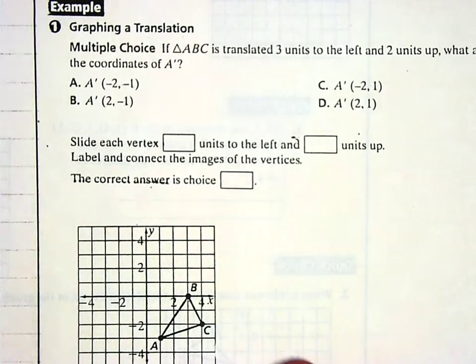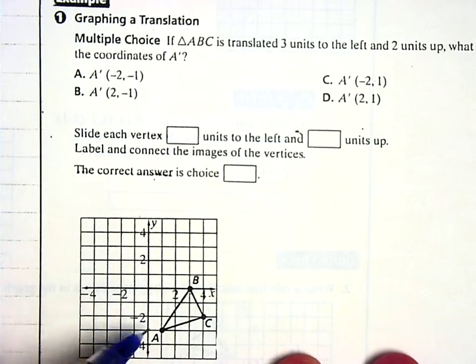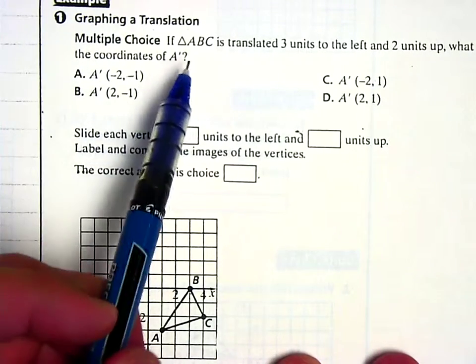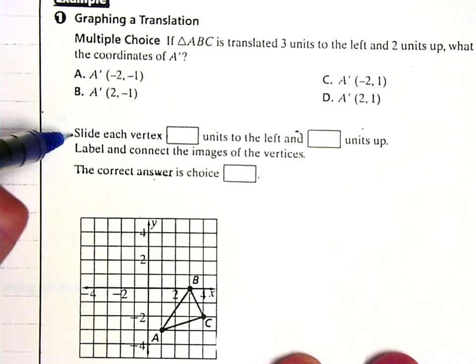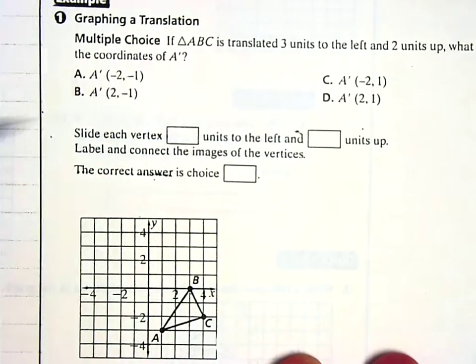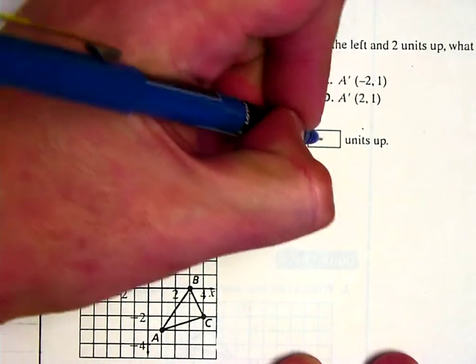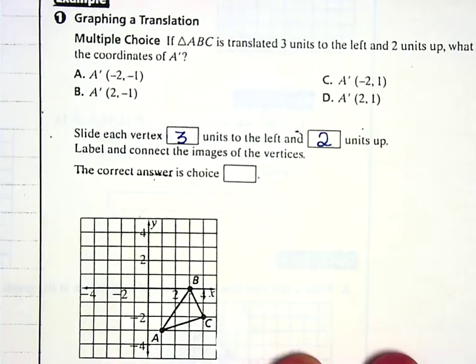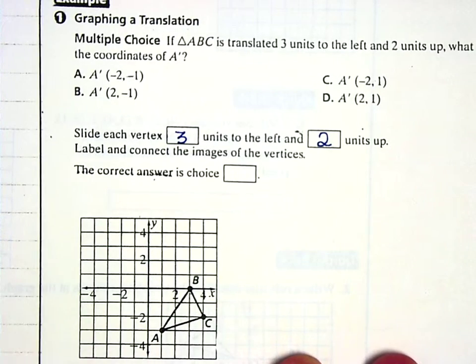They give us several choices. So let's begin with what we're first told. First, we're told that we have triangle ABC, and we are going to translate it, or slide it, 3 units to the left. So we're going to slide each vertex. Remember, the vertices are where the points are, the corners of the shape. 3 units to the left, and then it says, and 2 units up. All right, so it's going to move just in this general direction and then up. All right, so far so good.